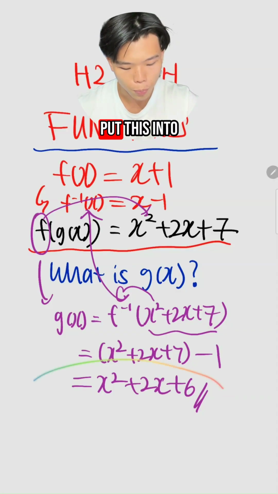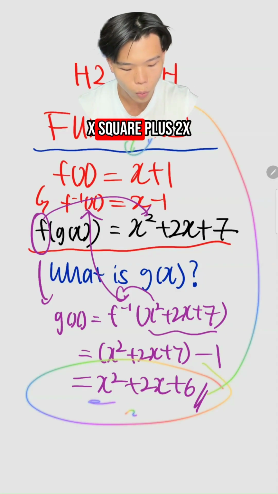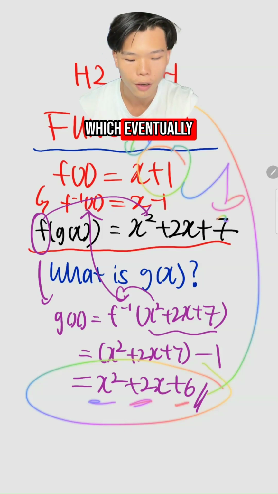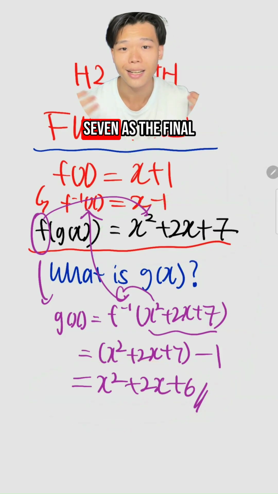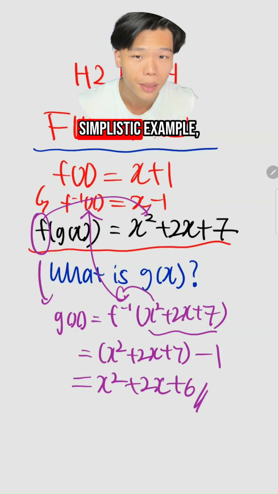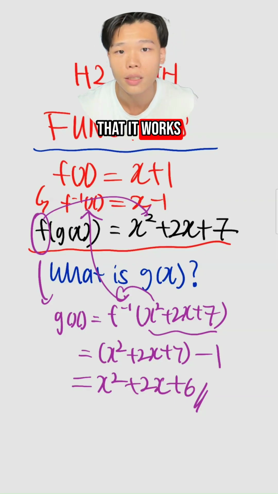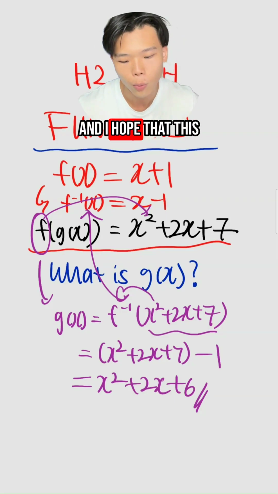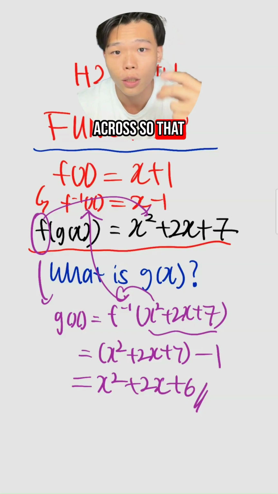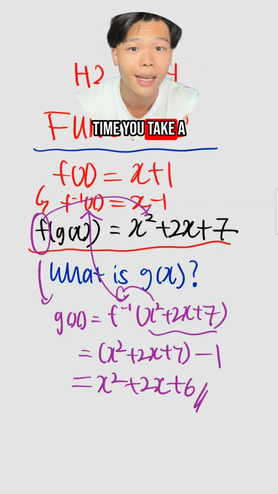And it makes sense, right? Because if you put this into here, you'll get x squared plus 2x plus 6 plus 1, which eventually gives you x squared plus 2x plus 7 as the final answer. So this is a very simplistic example, but best believe that it works regardless of whatever function you're given. And I hope that this simple example brought the point across so that you'll be able to get full marks every single time you take a functions paper.